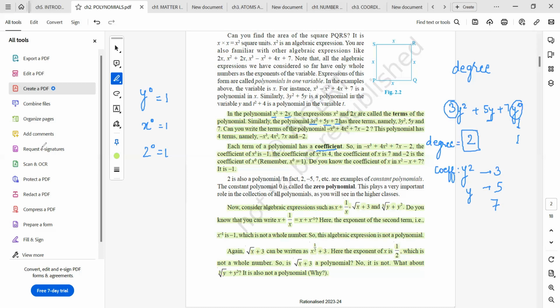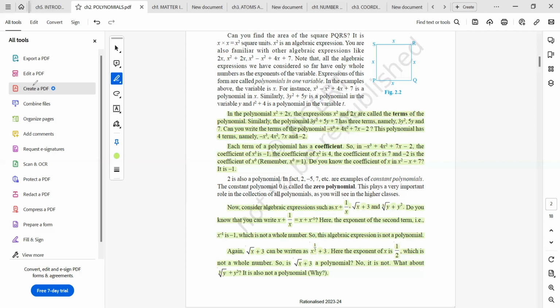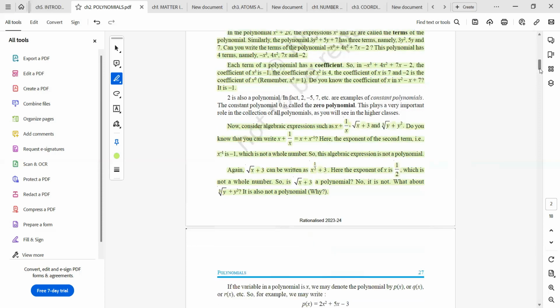So these are the three important things which have important meaning that we need to describe in this chapter. And one more thing is that a polynomial may have any power, but this power should be a whole number. As you can see, the example is given. This is x plus 1 over x. So x to the power 1 and 1 over x. So I can write it as x to the power 1 plus x to the power minus 1. Is this minus 1 a whole number? No, it is not a whole number. It is an integer. So we cannot call it a polynomial.